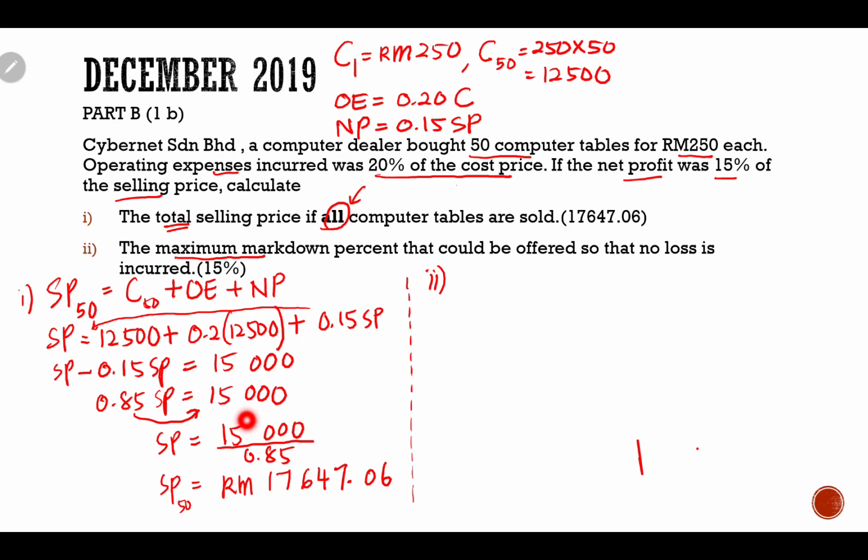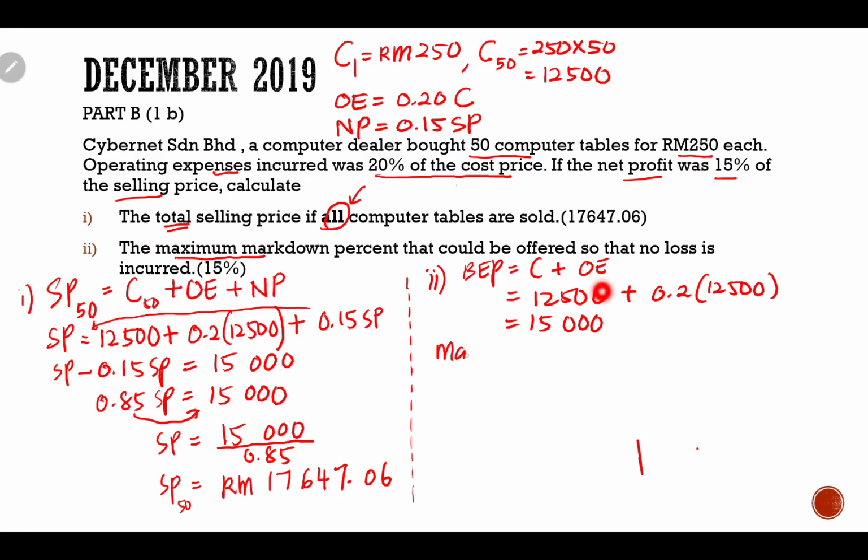Let's proceed with question number 2. Find the maximum markdown percent that could be offered so that there is no loss incurred. Before you can proceed, you need to know your break-even price. BEP equals the cost plus the operating expenses. So we have a cost of 50 computers, 12,500, plus 0.2 of 12,500, giving a total break-even price of 15,000 ringgit.